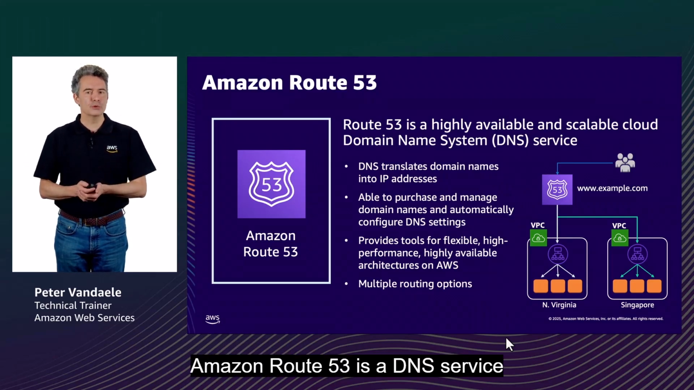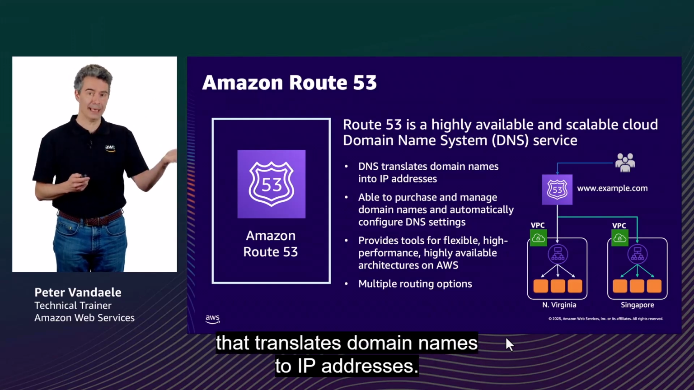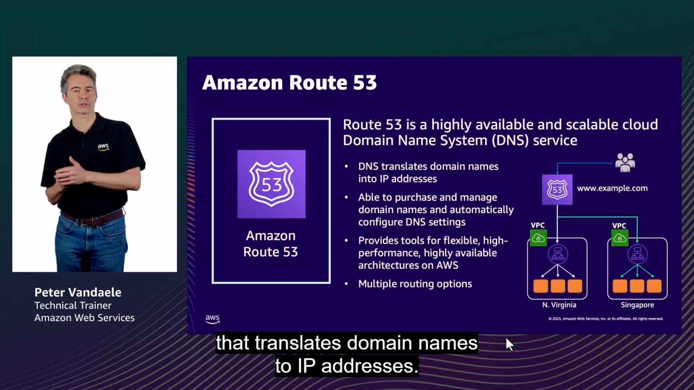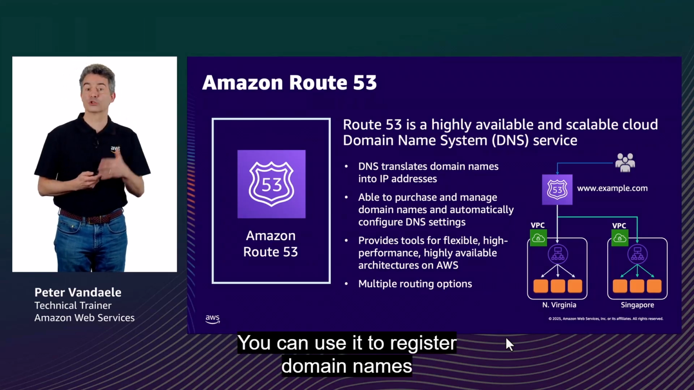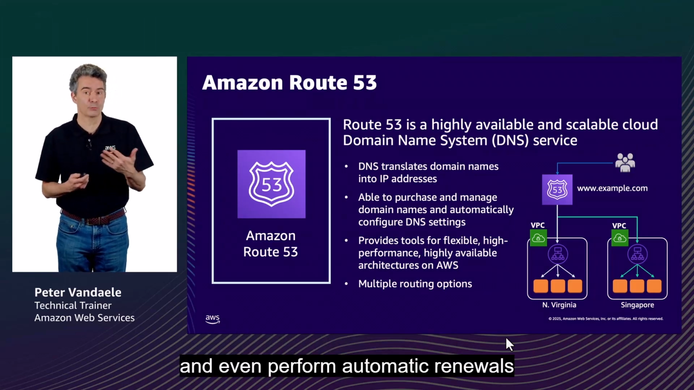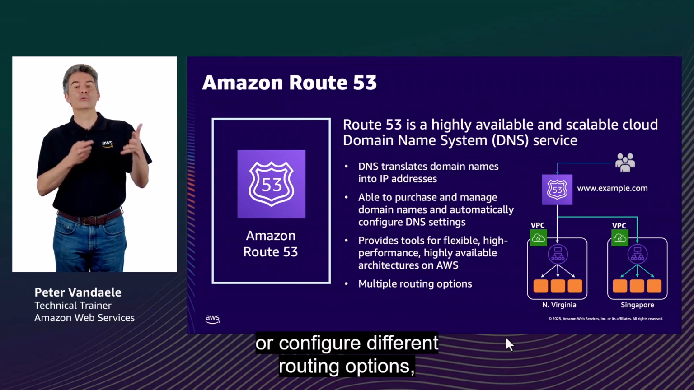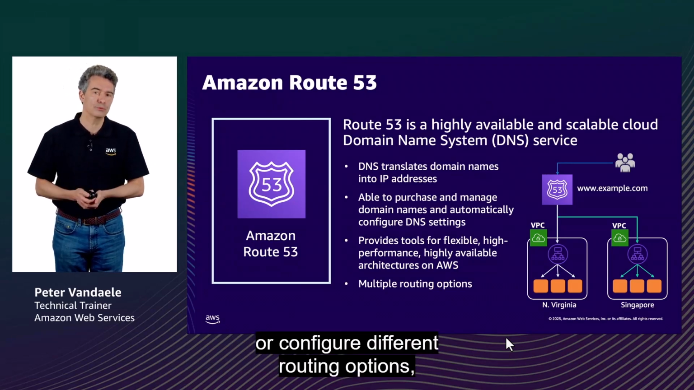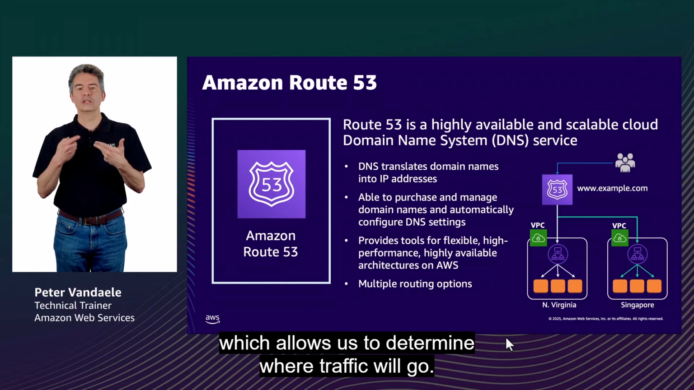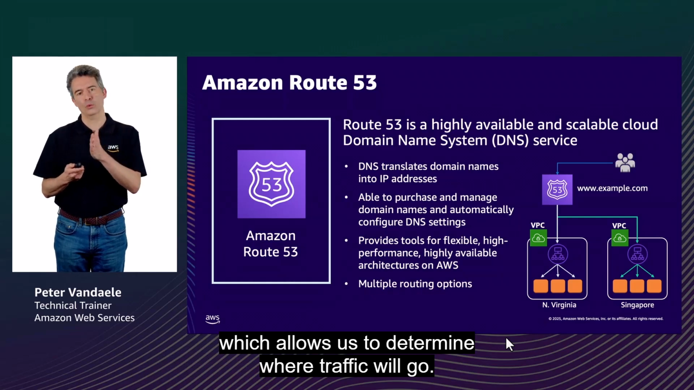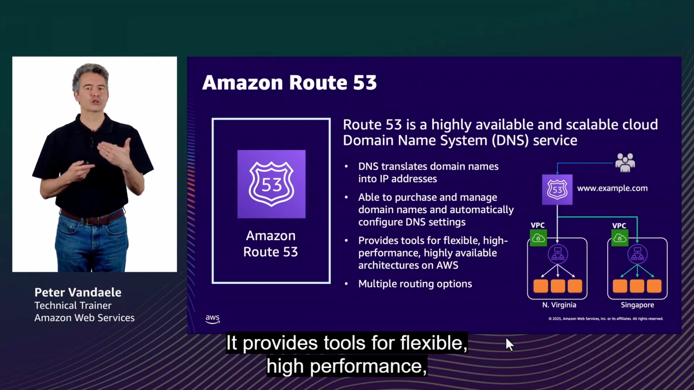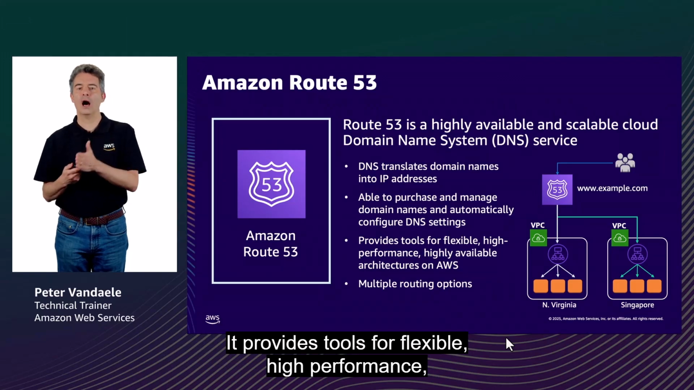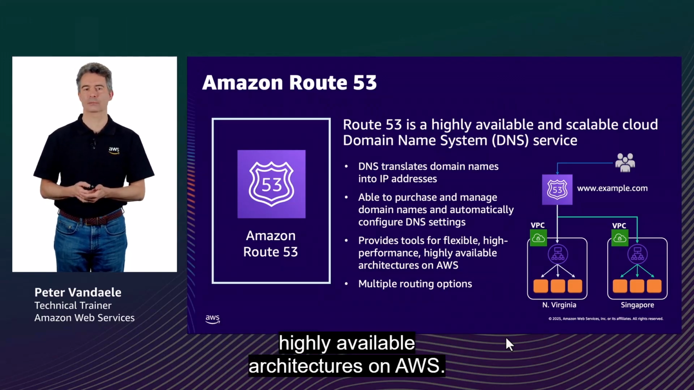Amazon Route 53 is a DNS service that translates domain names to IP addresses. You can use it to register domain names and even perform automatic renewals or configure different routing options, which allows us to determine where traffic will go. It provides tools for flexible, high-performance, highly available architectures on AWS.